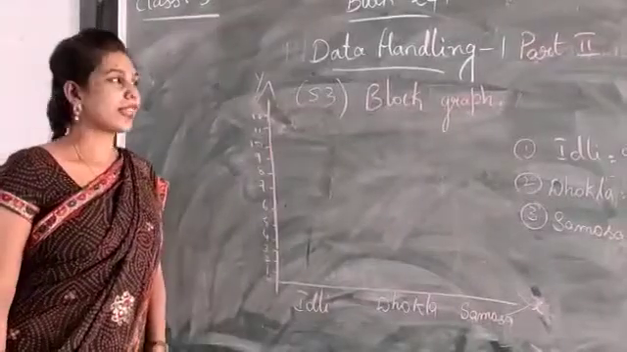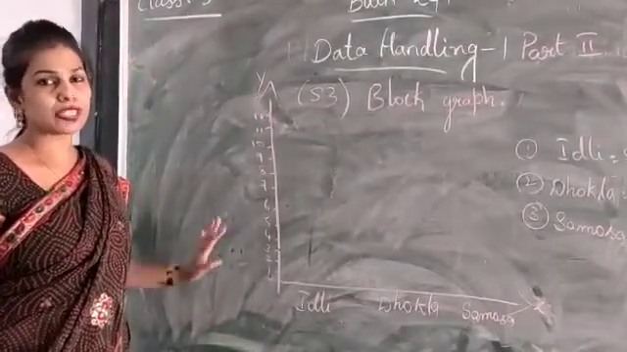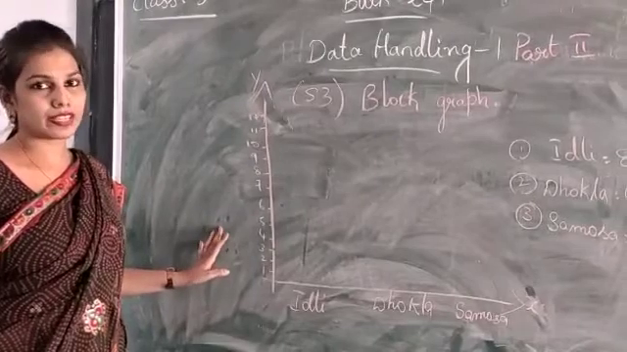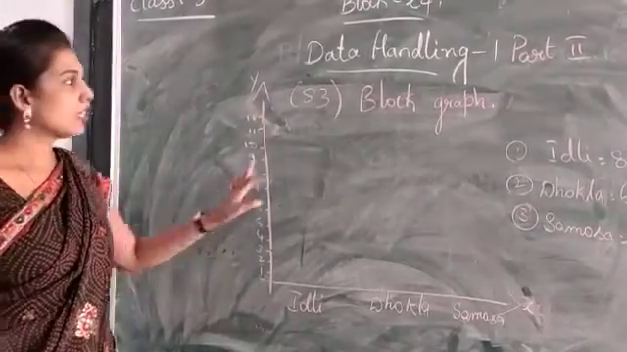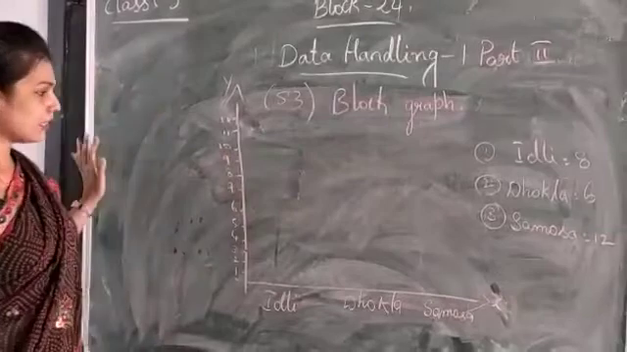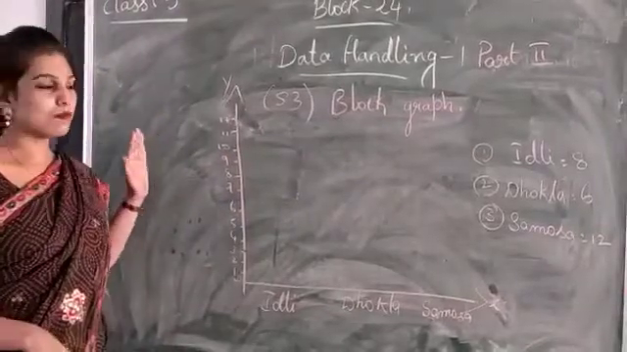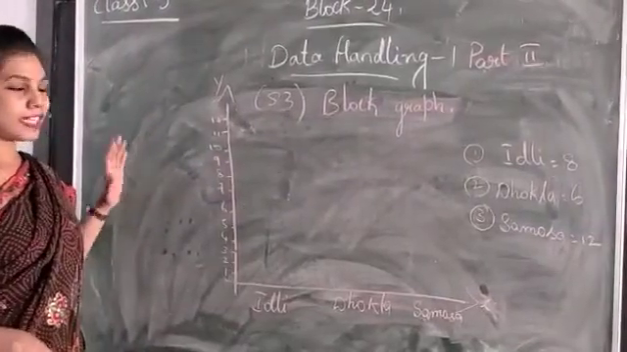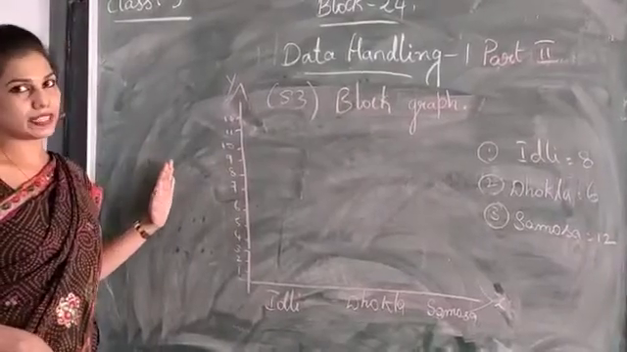Children, now I am going to explain S3. This is part 2, children. In part 1 I have explained S1 and S2. Now I am going to explain S3 block graph. And here now I am going to explain a block graph. So children, it will be related to S1 and S2, children.